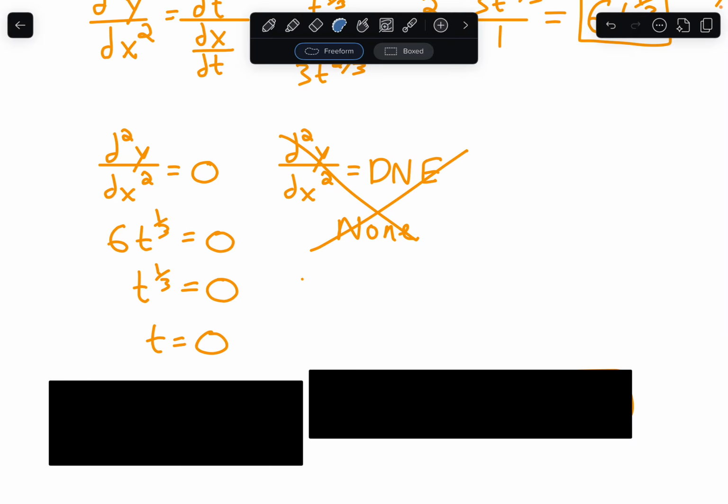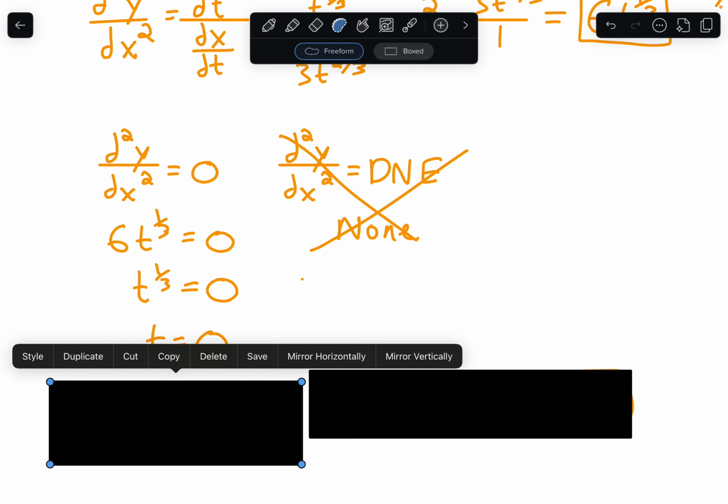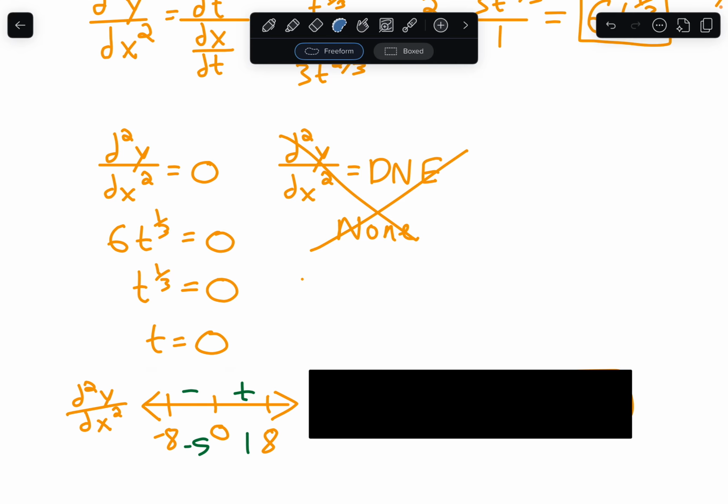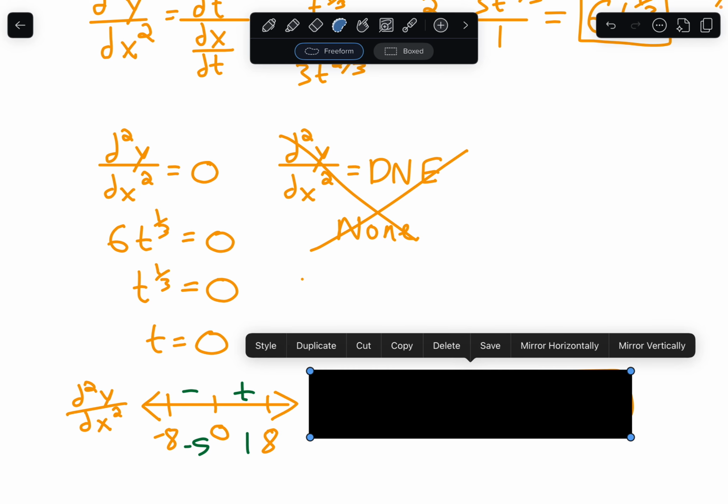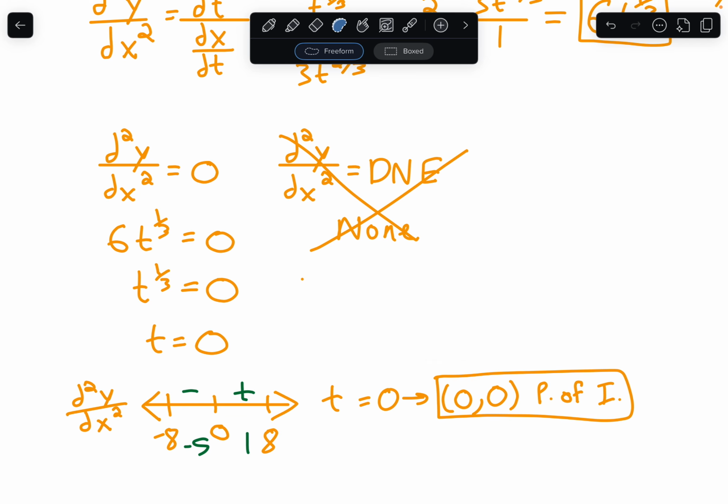Now for this, we do need to confirm a sign change. So we do what is called the concavity test. This is where we check intervals in the second derivative. And so at t equals 0, the second derivative does have a sign change. Plug it into x of t, plug it into y of t. We get a point of inflection at the origin.